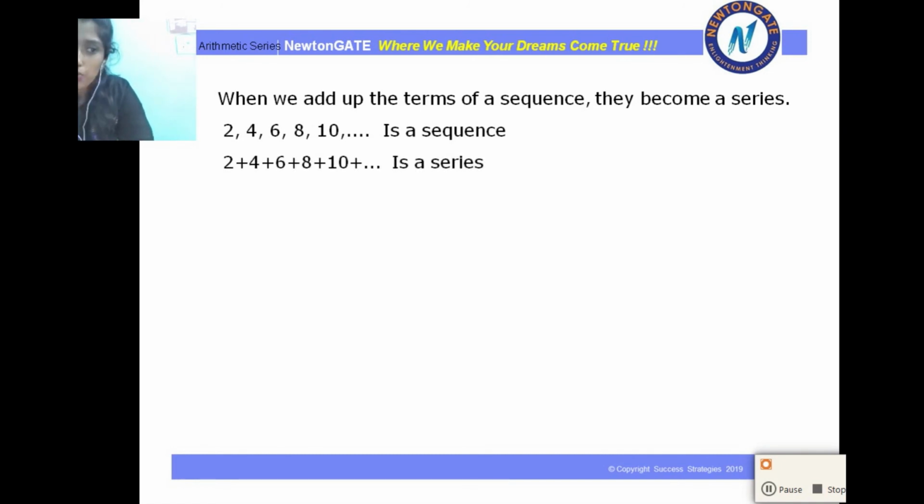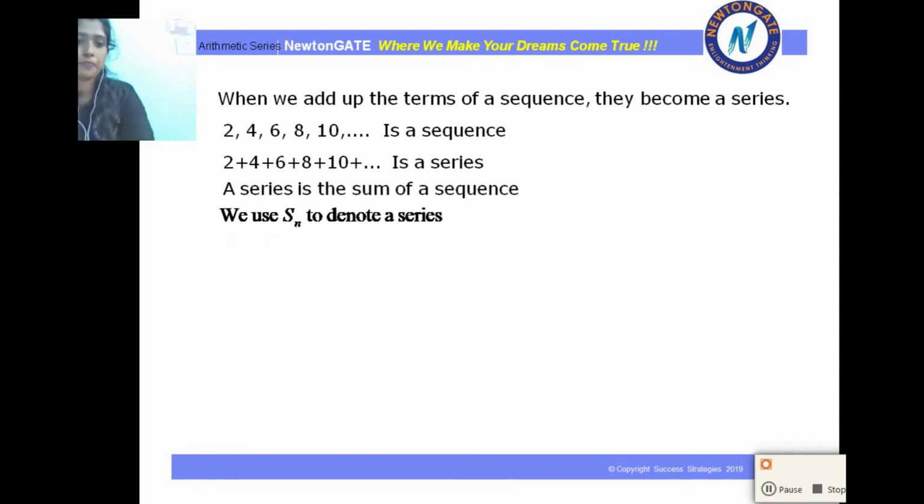See, here I have shown you the difference. 2, 4, 6, 8 and 10 is a sequence, whereas if you add them, it's a series. A series is the sum of a sequence. So S1 is the first term. Sn is to denote a series. That means S1 means the sum of only one term. Now that will be equal to the first term, because if in my sequence I just have 2, the summation will also be 2. We don't have anything else, so it will also be 2.